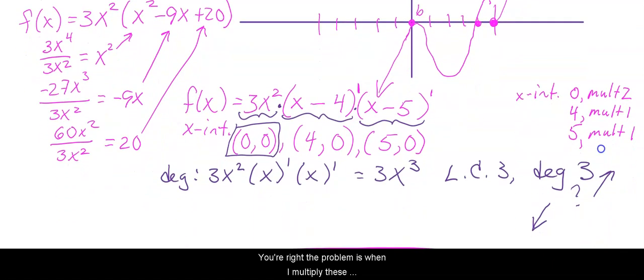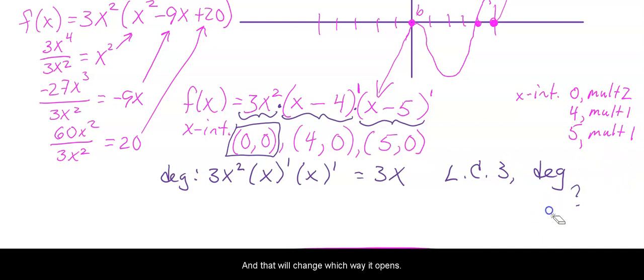You're right. The problem is when I multiplied these together, I did have 3 factors, but I had x squared times x times x. This number right here should have been x to the 4th. Let's correct that now so that we can fix the degree, and that will change which way it opens. We'll do the corrections in red. This should be 3x to the 4th. The leading coefficient is still 3, but the degree is now 4.